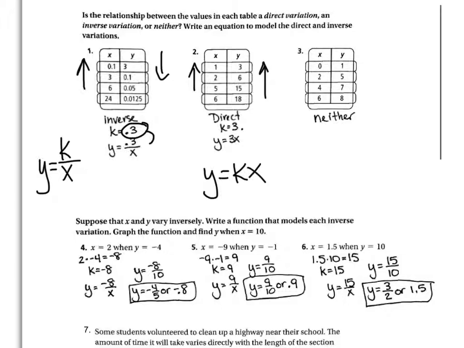Number 3, the x values went up, the y values went up, so if it had a relationship, it would have been direct. But 1 divided by 0, well, that's impossible.